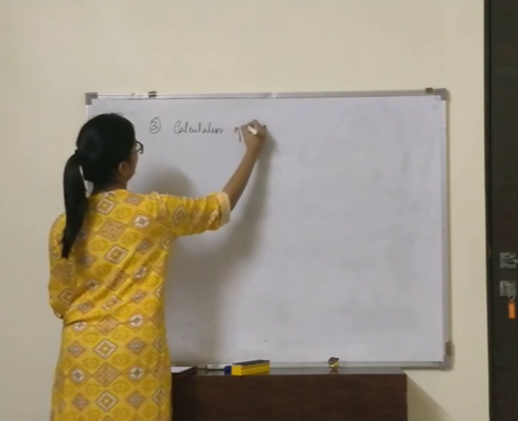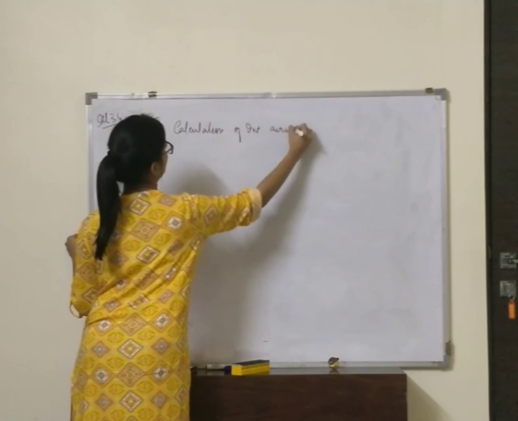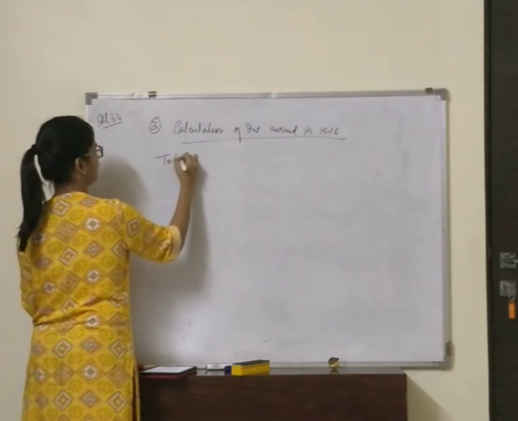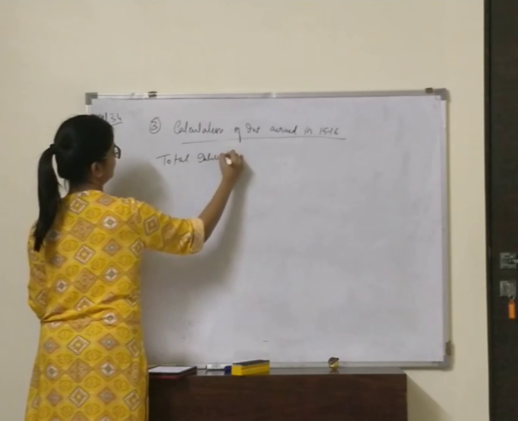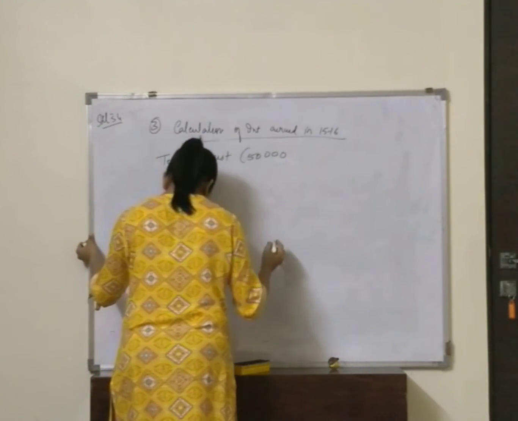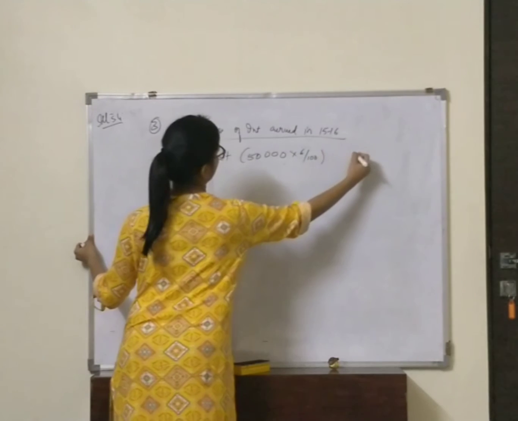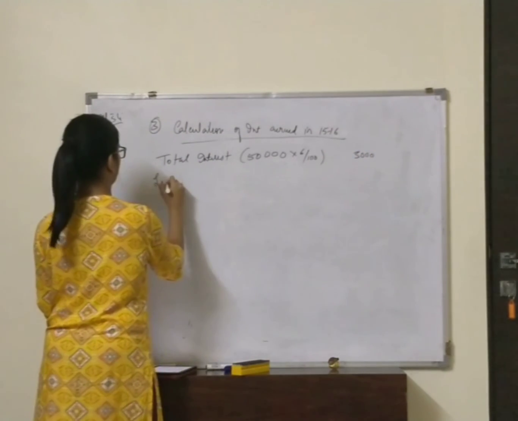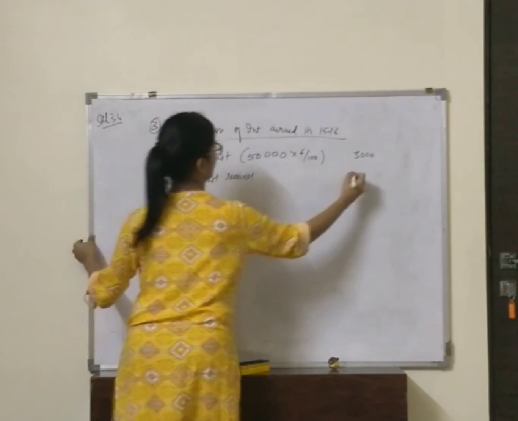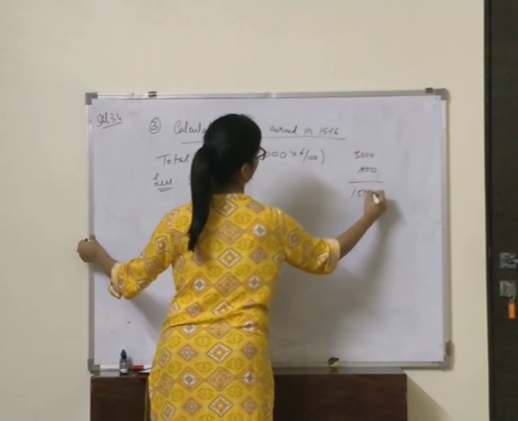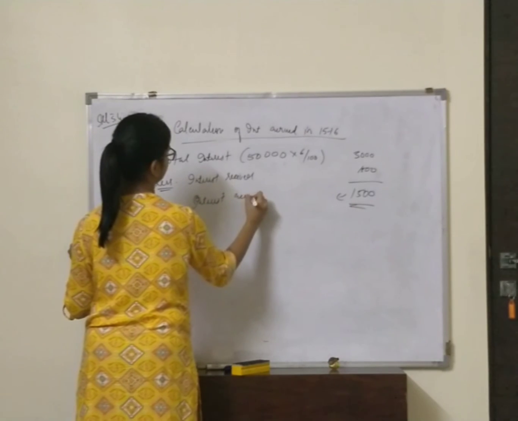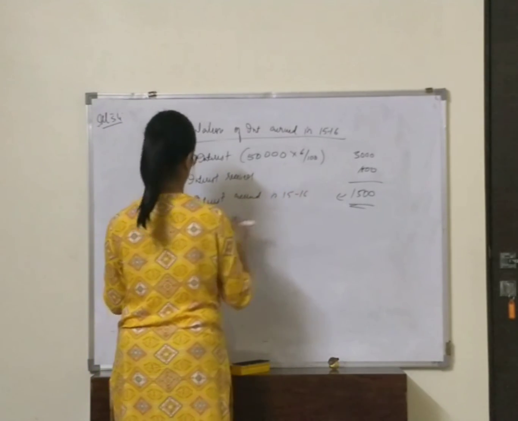Calculation of interest accrued in 2015-16. Next line. Total interest. How much is it? 50,000 into 6 by 100, 3,000, less interest received 1,500. So what do we get? 1,500 is our interest accrued in 15/16.